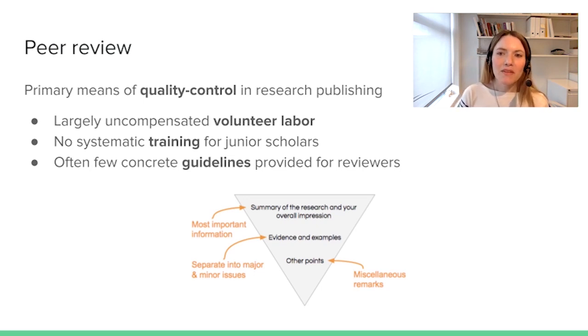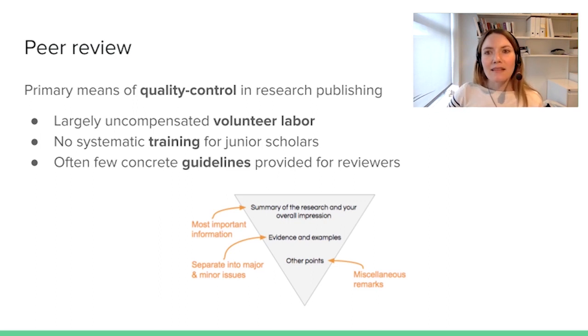Now, on top of this, unlike with the writing of manuscripts, most graduate programs offer no systematic training for junior scholars on how to write peer reviews. And journals themselves offer very few or no concrete guidelines on how reviewers are expected to conduct the review and how they should express their opinion.